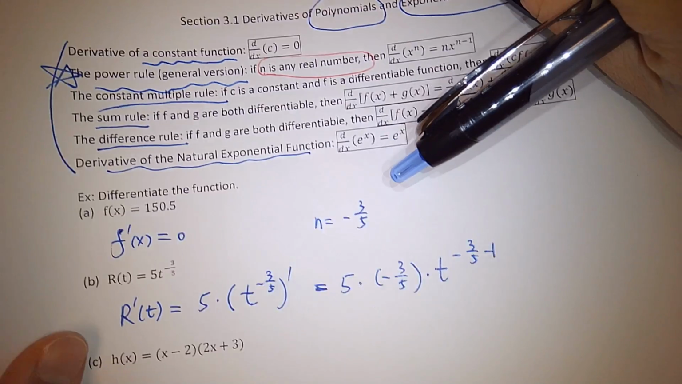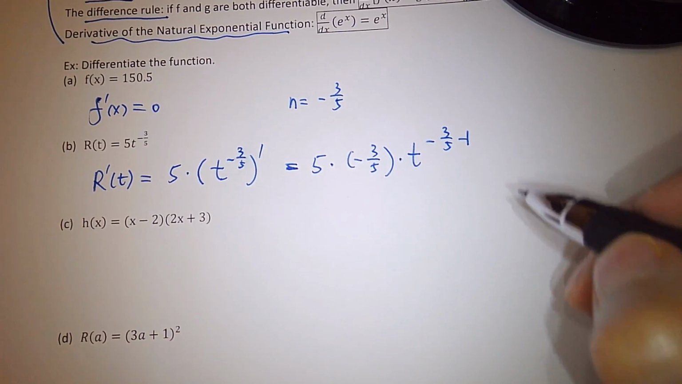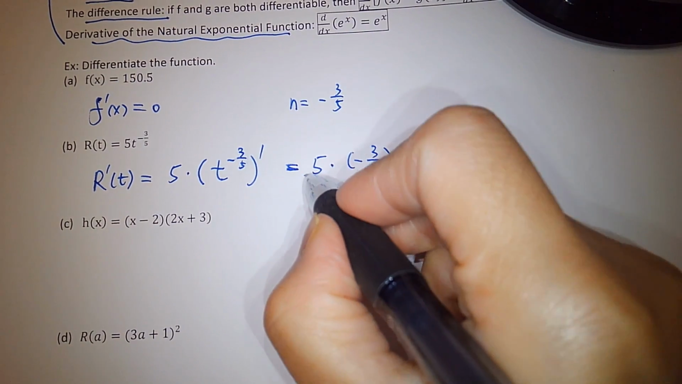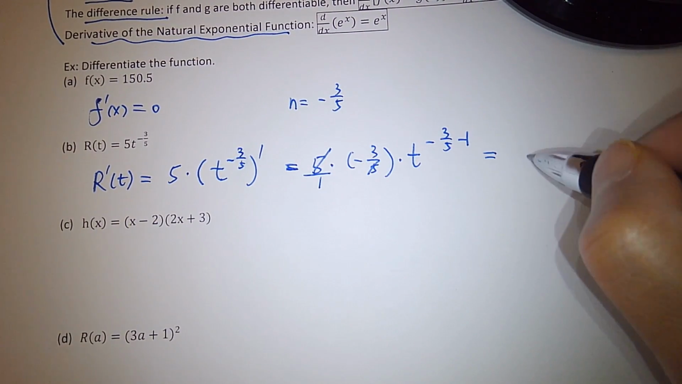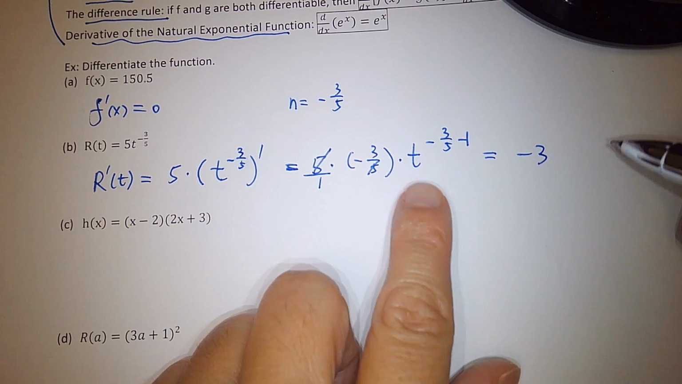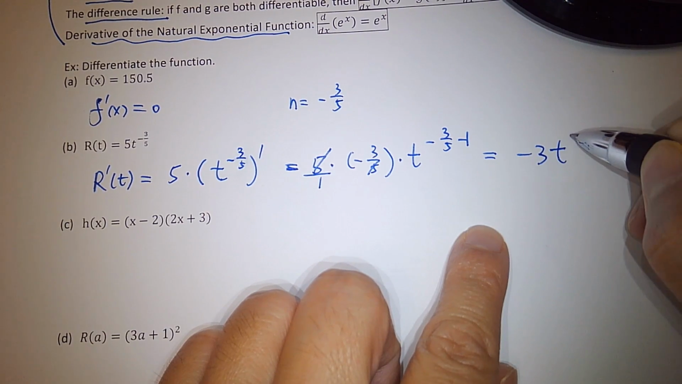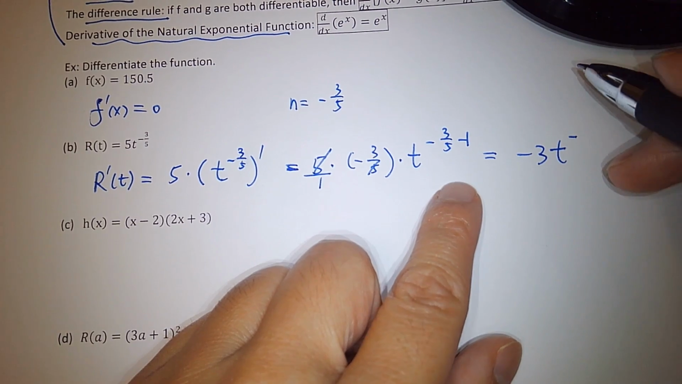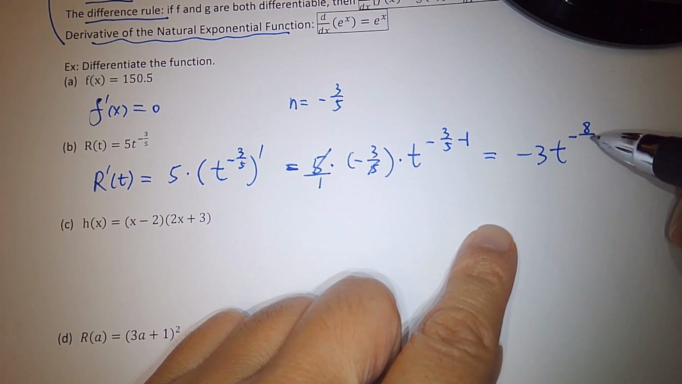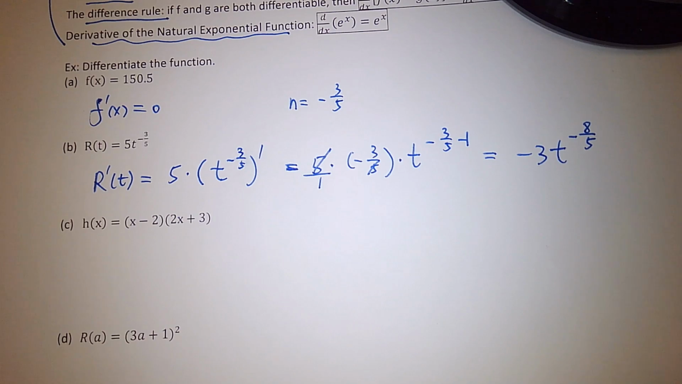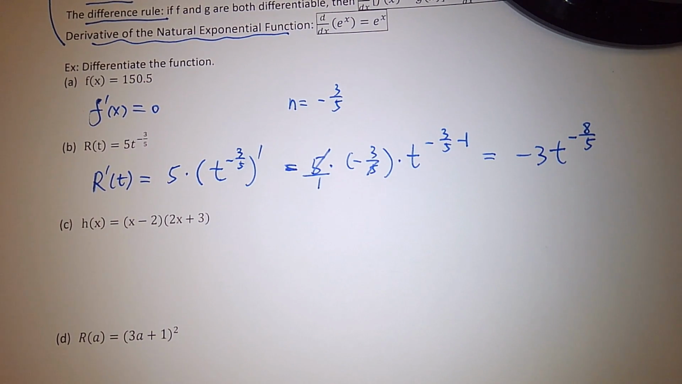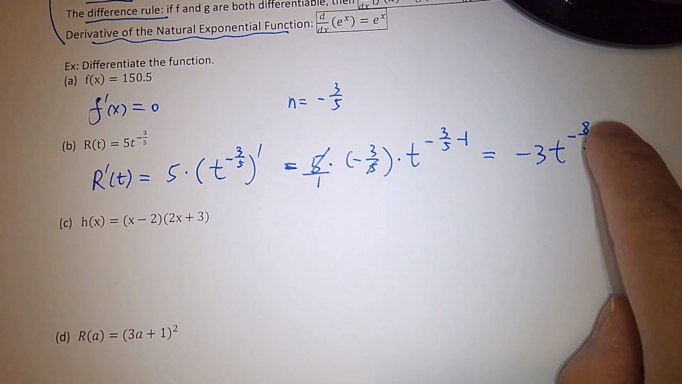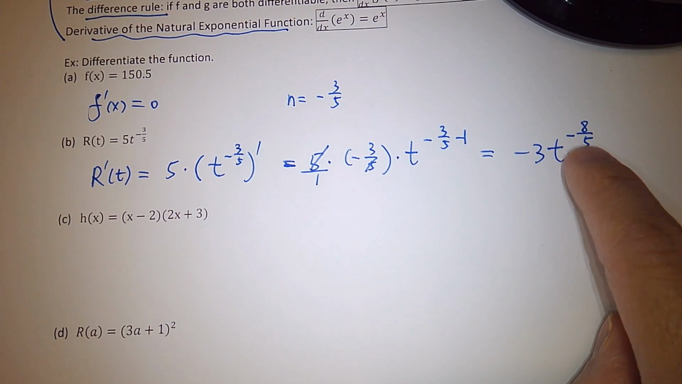Now let's simplify. 5 times negative 3 over 5 is negative 3, right? And then this is going to be t to the what? What's negative 3 over 5 minus 1? Negative 8 over 5, right? Done.